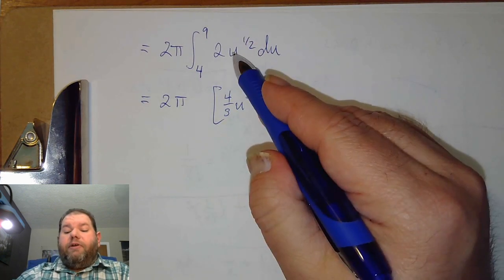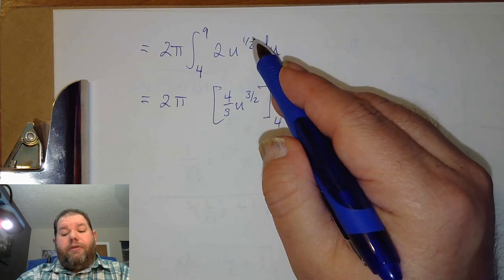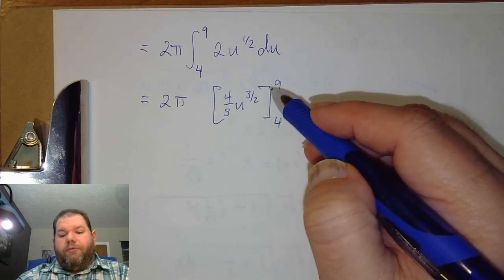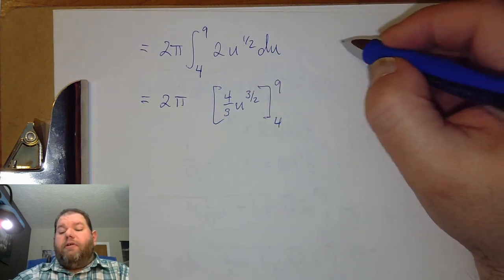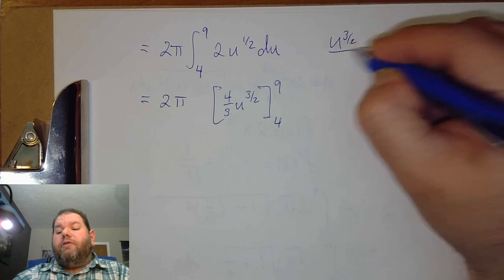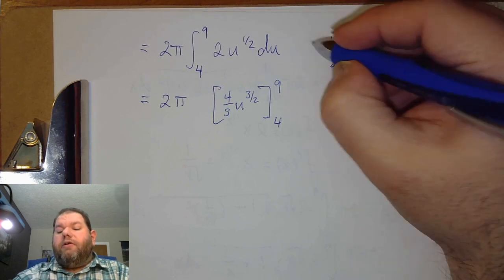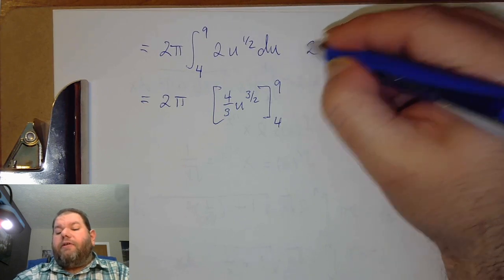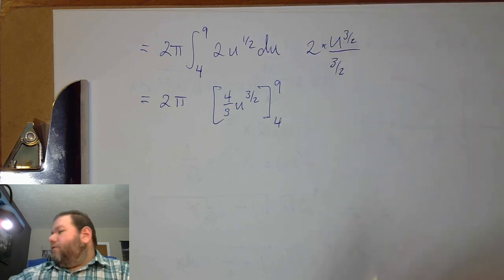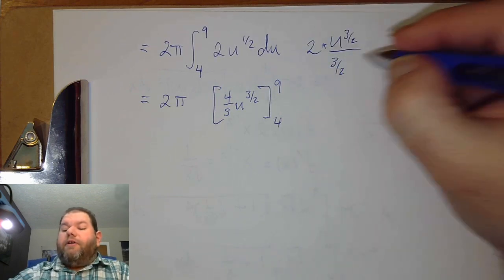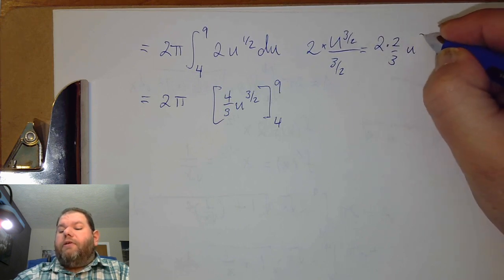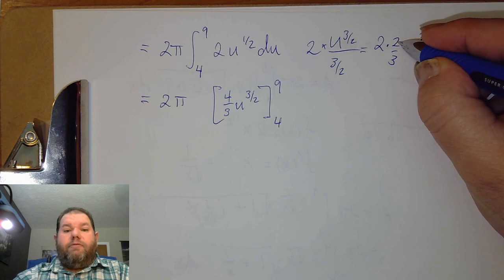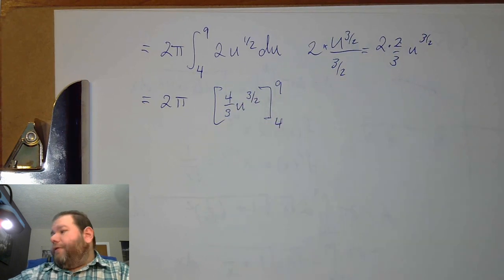So what happens is we add 1 here, so it'd be u to the 3/2. I think everyone was on board with that. But then we divide by 3/2, and we still had another 2 in front of that. By dividing by 3/2, we actually end up multiplying by 2/3. So 2 times 2 over 3 gives us the 4/3 u to the 3/2. Right, we'd use the reciprocal.